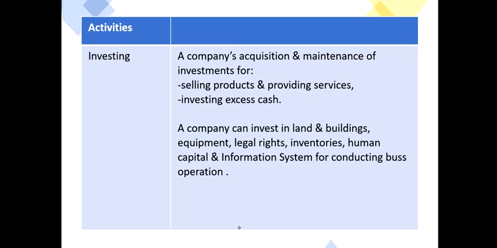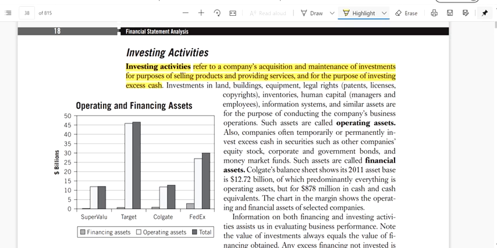So kenapa kat sini dia kata human capital? Kenapa company invest in human capital? Because human capital is their employees. So they invest bagi gaji. Itu pun investment. Gaji, bonus. Okay, itu investment. Tapi bila dia invest dalam operating for conducting the business operation, so investment tu kita panggil sebagai operating asset. This one dia kata called operating asset.